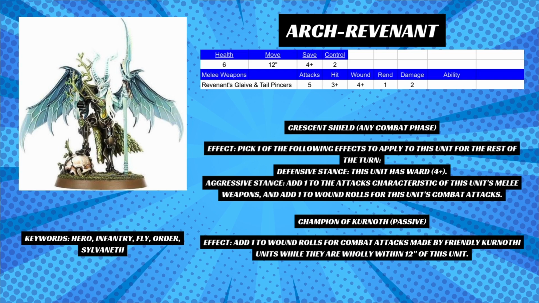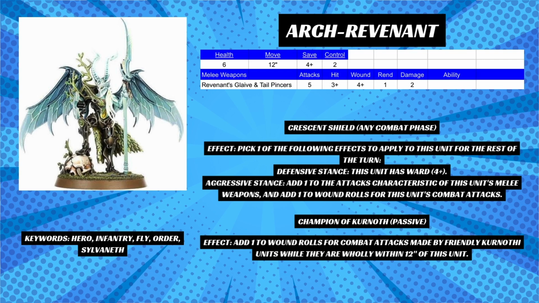It's pretty cool. Now, you've got a standard sort of profile of what you expect for combat characters, with 5 attacks, 3s and 4s to hit and wound with Rend 1 damage 2. The Crescent Shield ability can be used during any combat phase and allows you to pick between one of 2 abilities: either take a defensive stance and gain a ward of 4+, or an aggressive stance and add 1 to your attacks characteristic and 1 to your wound rolls as well for those melee attacks.